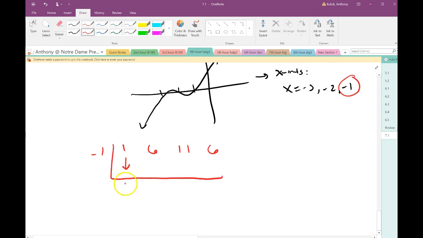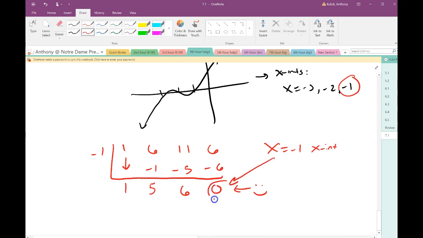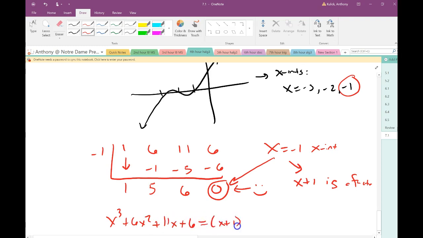So I'll do my synthetic division. And bingo bango, I found a factor. If x equals negative 1 is an x-intercept, I know it's an x-intercept because it gave me a 0 remainder. What that tells me is x plus 1 is a factor. So I can say that x cubed plus 6x squared plus 11x plus 6 is equal to x plus 1 times my leftovers, x squared plus 5x plus 6.